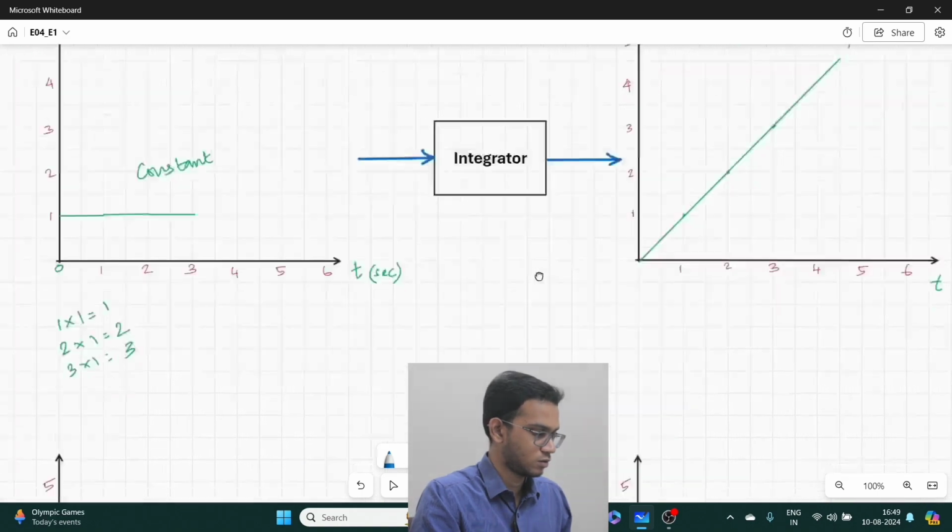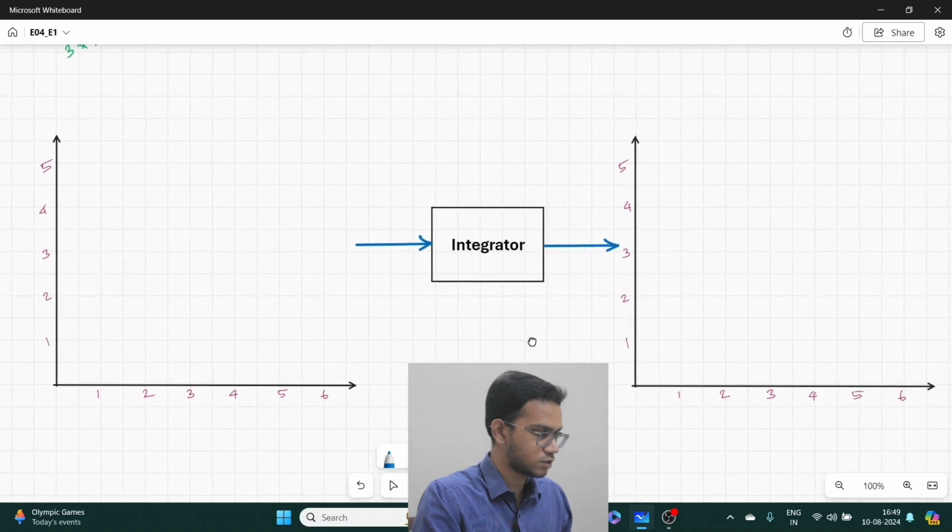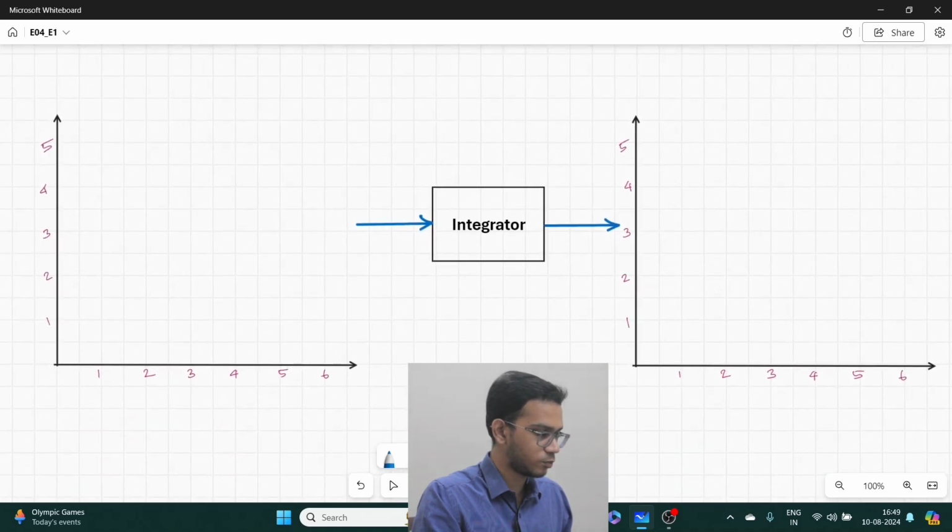Now moving on, I have another example in which my input is going to be a ramp. This is the input amplitude. This whole signal is going to pass through the integrator and we are going to observe the output. Now, at the 0th second, the value is 0. At the first second, my value is 1. So my input signal is like this.